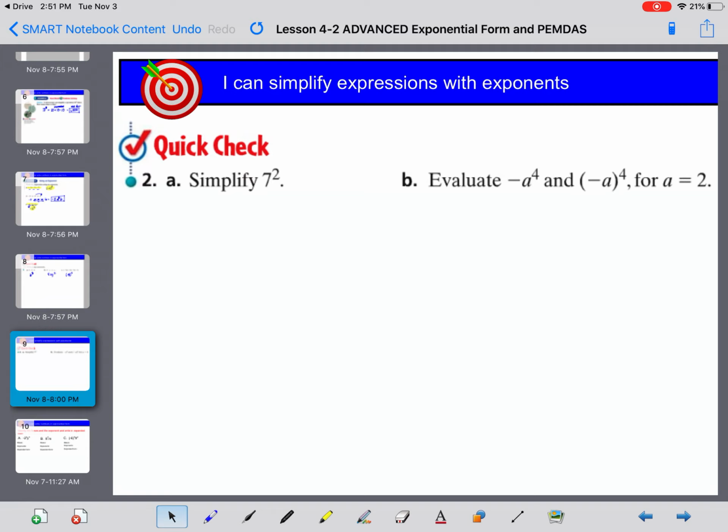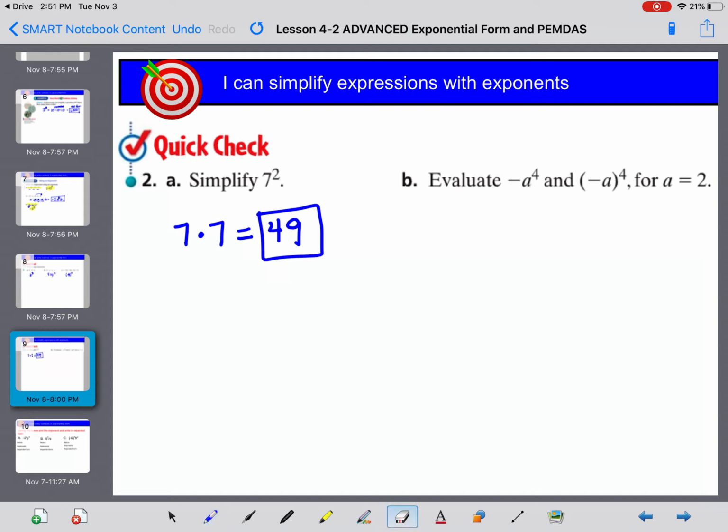All right, in this part, simplify 7 to the 2nd power. 7 is my base. It's being multiplied by itself 2 times. So I would write 7 times 7, which is 49.